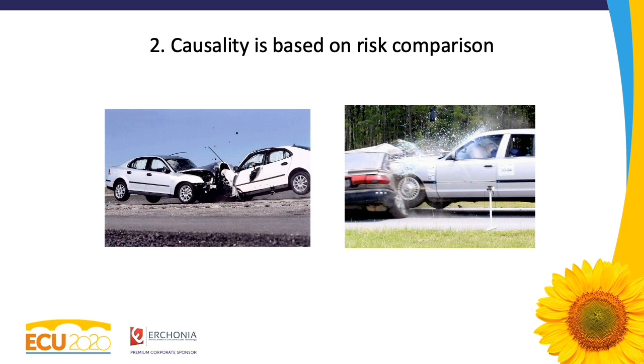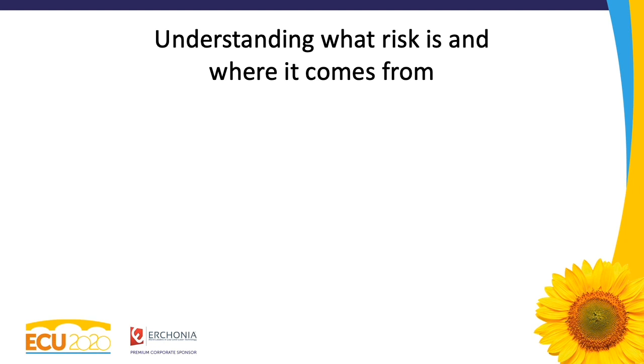But if I told you that the risk of the injury, the chance that the injury would occur, is 10 times greater in the car crash on the left than the car crash on the right, you might be tempted to say, it's 10 times more likely it's the car crash on the left. I don't know for sure, but that's what's likely. Now, where does risk come from?